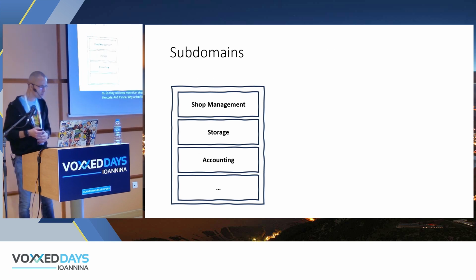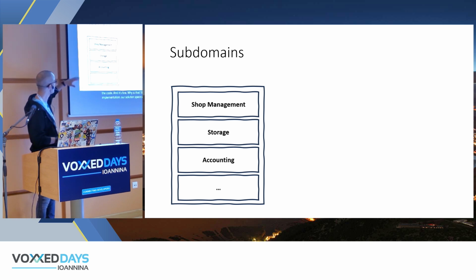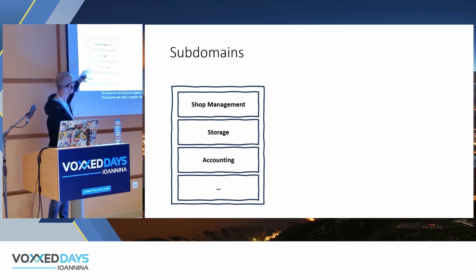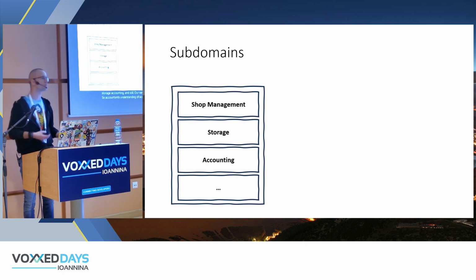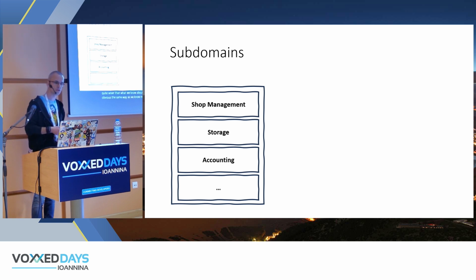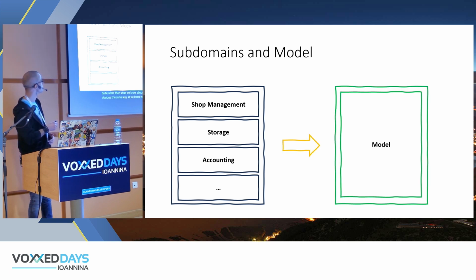And we can divide problem space into subdomains. Those are more granular aspects of the business we have to support with our application. For example, shop management, storage, accounting. And still, accountants' understanding of accounting will be quite wider than what we know about invoicing. It's obvious. It's the same way as we know more about software development than they will know after we introduce them to our application. How does the problem space work with the solution space?